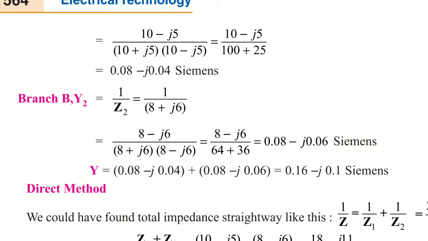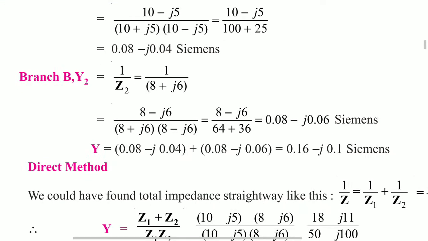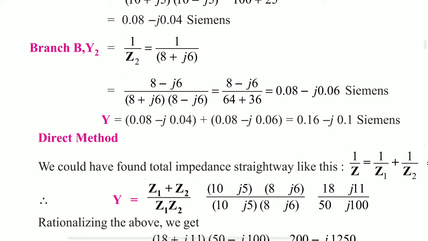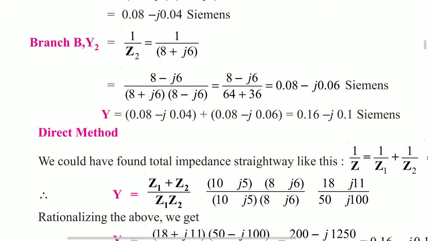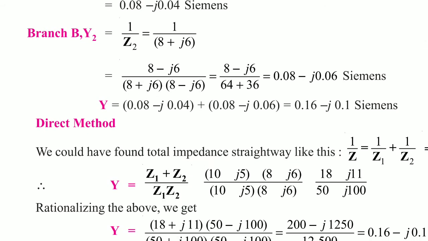So now, minus j0.04 is the susceptance of branch 1 and minus j0.06 is the susceptance of branch 2. Here the branch 1 and branch 2 susceptances are added. So that is minus j0.1 Siemens. So this is by the admittance method, we can add the admittances of branch 1 and branch 2.